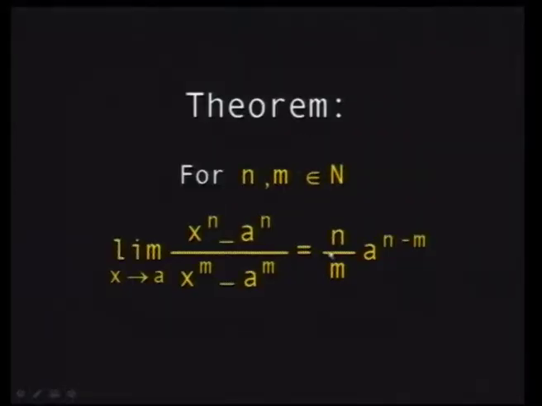Now, this is one of the theorems which we use sometimes. The limit of the quotient x to the power n minus a to the power n divided by x to the power m minus a to the power m, where n and m are integers, when x tends to a. You have the theorem, and the proof is simple, as a matter of fact. The proof of this theorem is simple. You can use it directly.